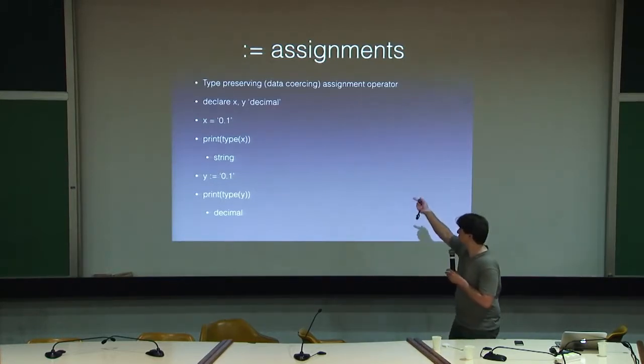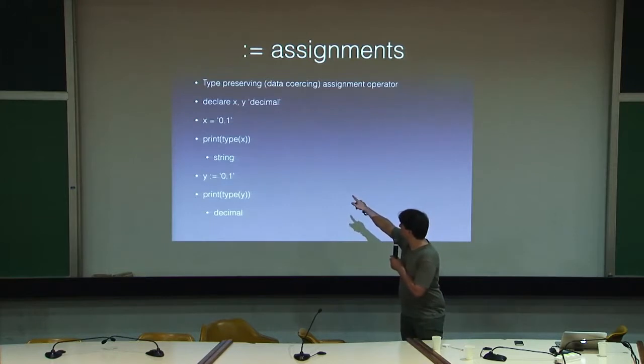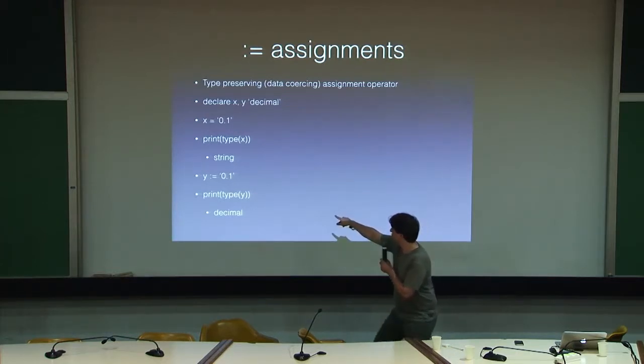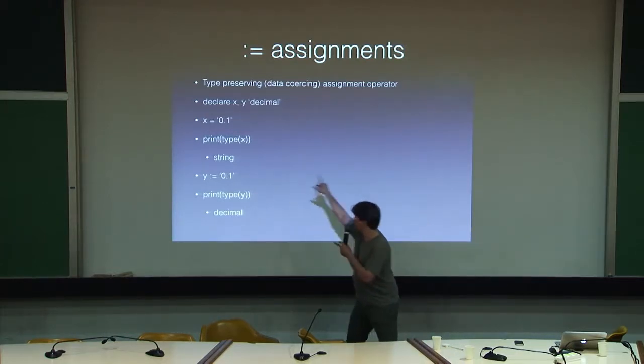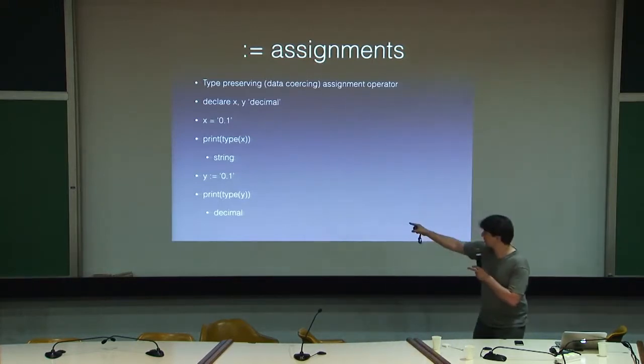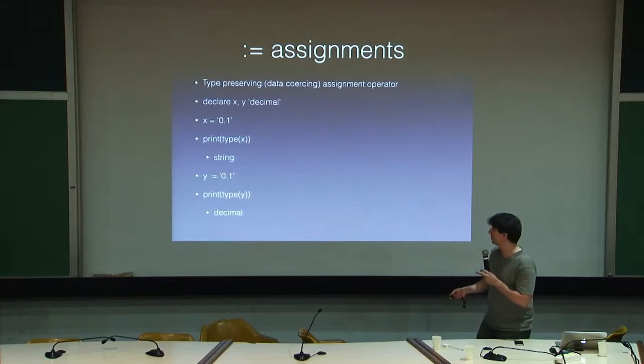So you do things now where you say, in this case, this is an example of this screwing up on you, right? I print that, it's a string. If I print this here, colon equals quote point one, I've just type coerced that thing. That's not a string anymore. It's still a decimal. It stayed. So it's a type coercing data preserving assignment.